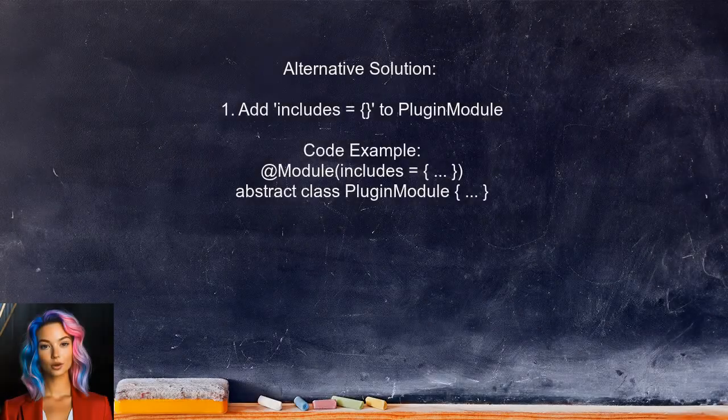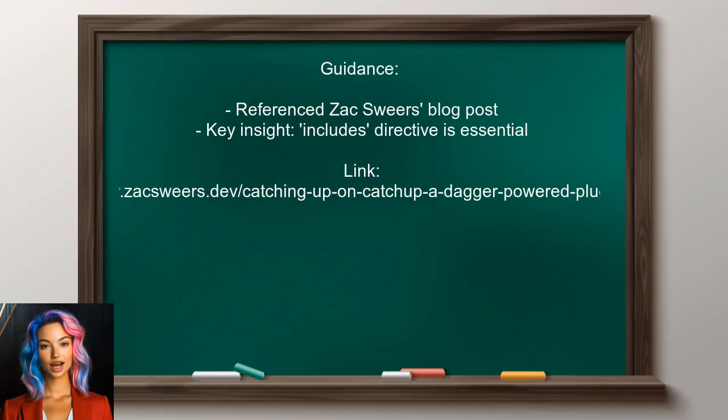An alternative solution was provided by a user named Jeff Bowman. He discovered that he needed to include the includes directive in the plugin module. This adjustment allowed him to properly bind the multi-bindings across different Gradle modules. Jeff was guided by a blog post from Zac Sweers, which helped him understand this requirement for Dagger multi-bindings. This small change made a significant difference in his implementation.